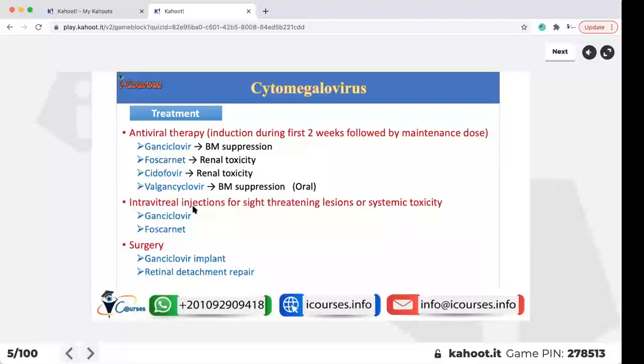Other forms of the drugs are also available to minimize the systemic toxicity, like intravitreal injection. This is available for ganciclovir and foscarnet. We can also use a ganciclovir implant, or surgery in cytomegalovirus retinitis to manage patients with retinal detachment.